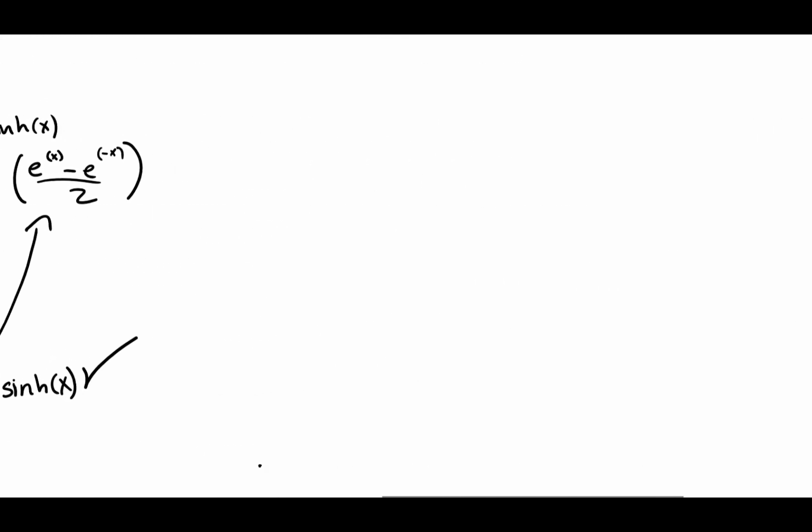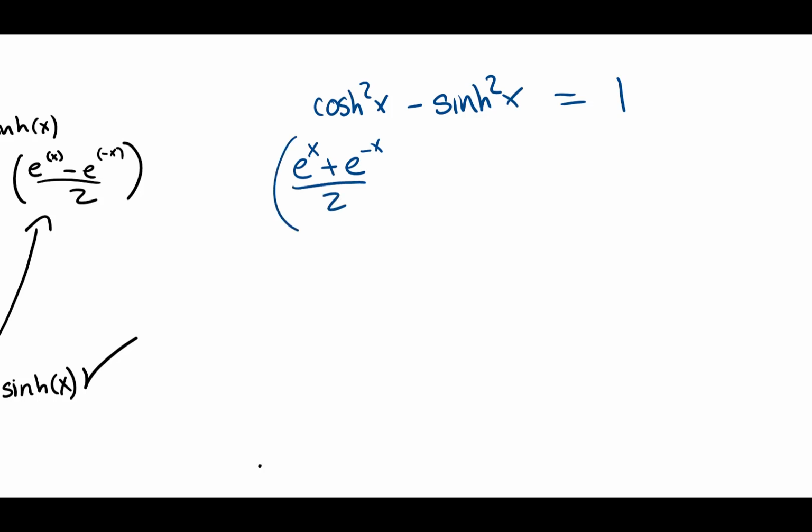Well, let's go show it. So we have cosine hyperbolic squared of x. We claim that if you subtract out sine hyperbolic squared, this is going to equal 1. Well, let's change everything into what it actually is. So it's e to the x plus e to the negative x over 2, and then we're going to square this. Minus e to the x minus e to the negative x over 2, all squared.